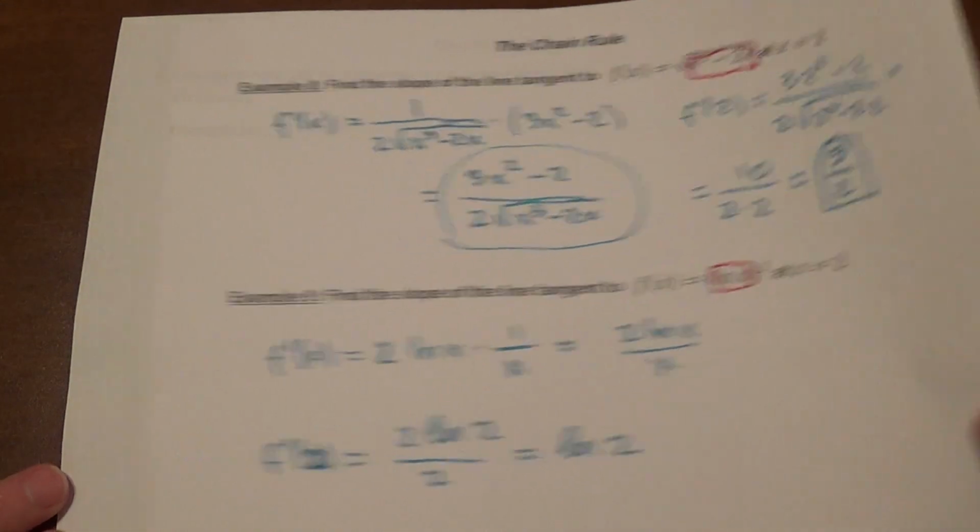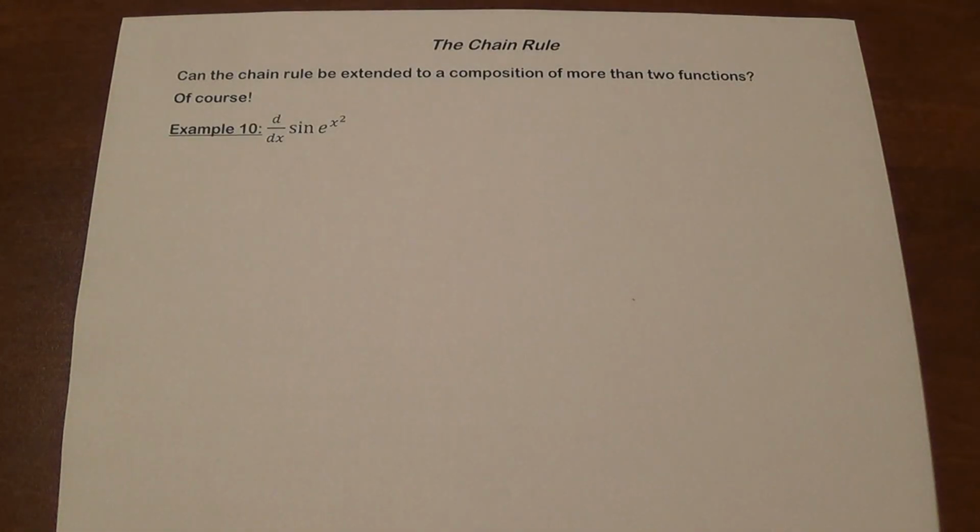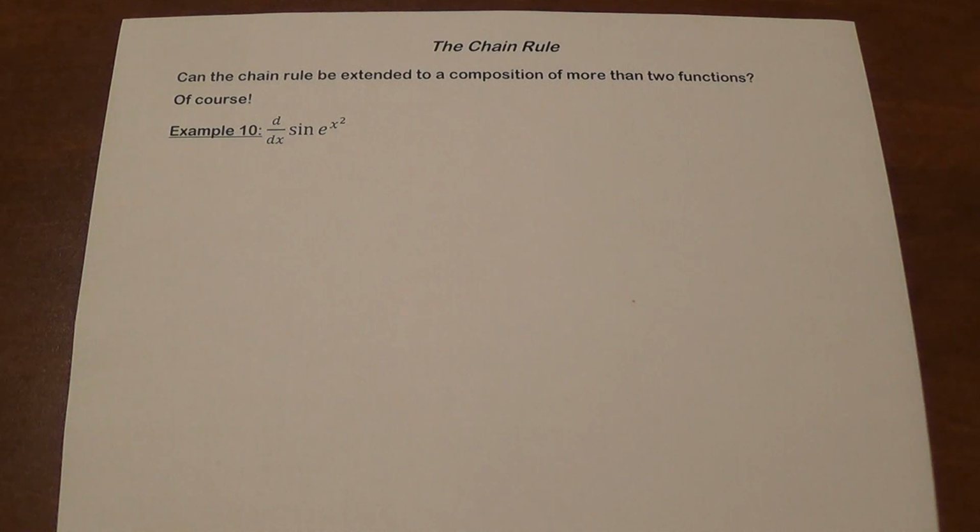Okay, and I think there is one last thing here. Can we apply the chain rule to a composition when you have more complex functions? Because obviously you can have a composition of more than 2 functions. So yes, absolutely. You just have to do the same thing. You start outside and work your way inside.